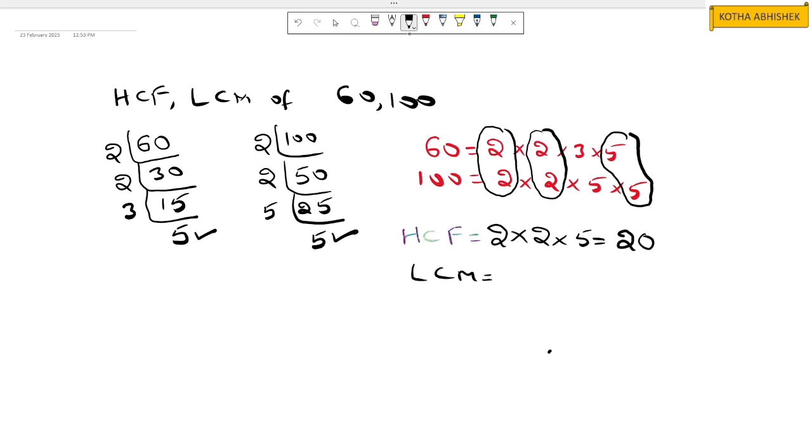In the LCM, first write the common numbers. Those are 2 into 2 into 5 into. Now write all the extra numbers whatever are available. Here 3 is extra, here 5 is extra. So write those numbers also. 3 times 5, which equals 2 2s are 4, 4 5s are 20, 20 3s are 60, 60 5s are 300. So HCF is 20 and LCM is 300.